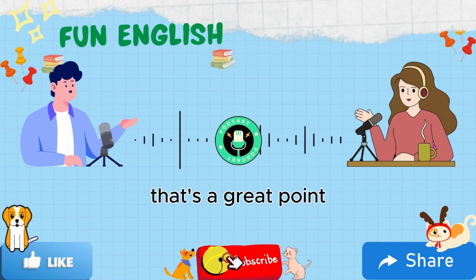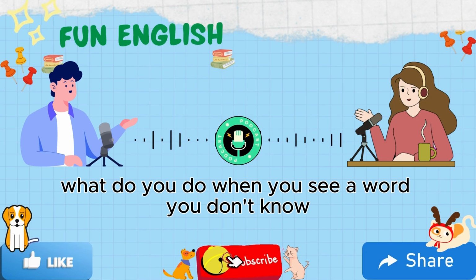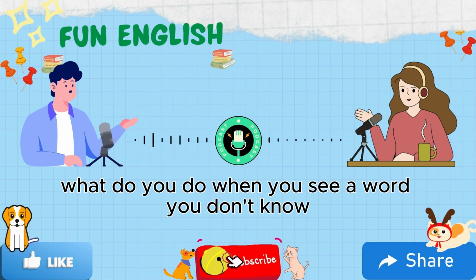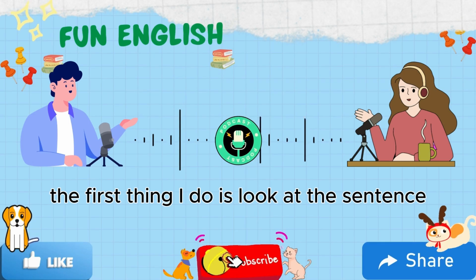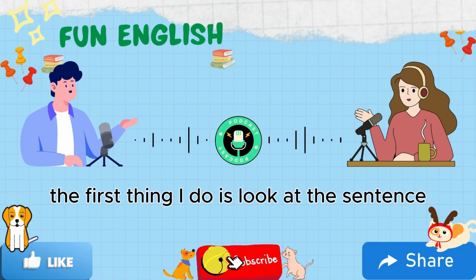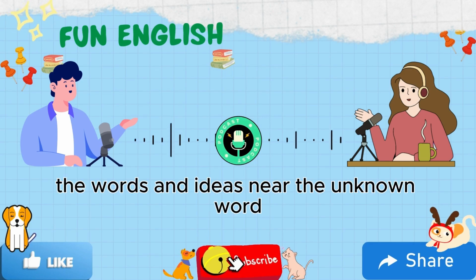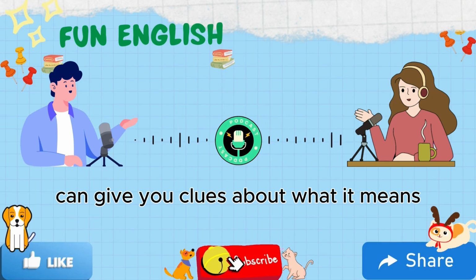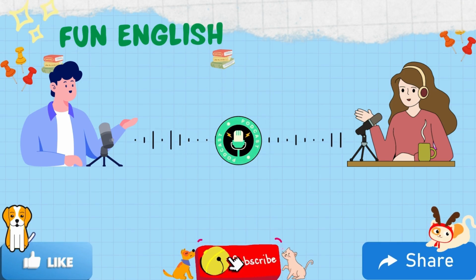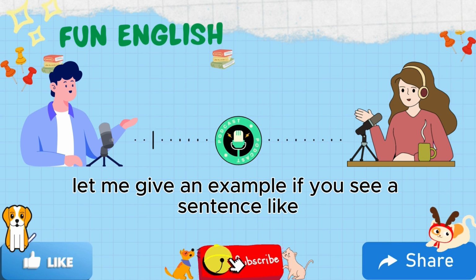Most conversations use a small number of common words. That's a great point. So let's start with a simple question. Sarah, what do you do when you see a word you don't know? Good question. The first thing I do is look at the sentence around the word. This is called using context. The words and ideas near the unknown word can give you clues about what it means. That's a smart way to do it. Let me give an example.